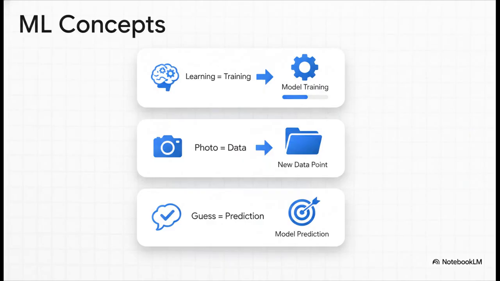And honestly, this maps perfectly to professional machine learning. When the child looks at those initial photos to learn, that's what we call model training. Showing them a brand new photo, that's feeding it a new data point. And when they confidently make their guess, that is the model's prediction. Literally all we're doing is using data to teach a computer how to recognize patterns, exactly like that toddler.